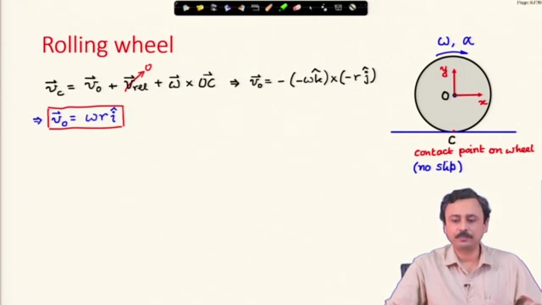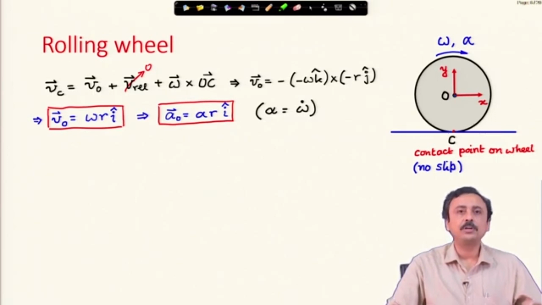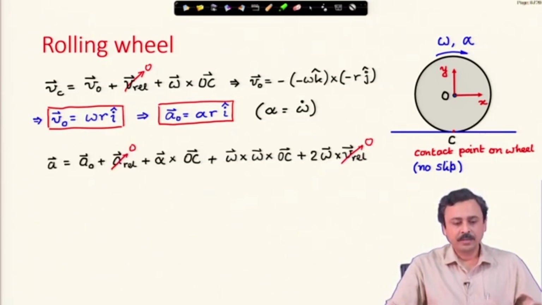Therefore, V of point O is omega r I cap, just take the cross product, you will get this. Now, because this is a non-rotating frame, I cap is not rotating, I can differentiate this and find out the acceleration of O. It is the coordinate derivative of which r is not changing, radius of the wheel is not changing, omega can change of course, omega dot is alpha, and I cap is not changing, therefore, acceleration of point O is simply alpha r I cap. Now, I would like to find out the acceleration of point C.